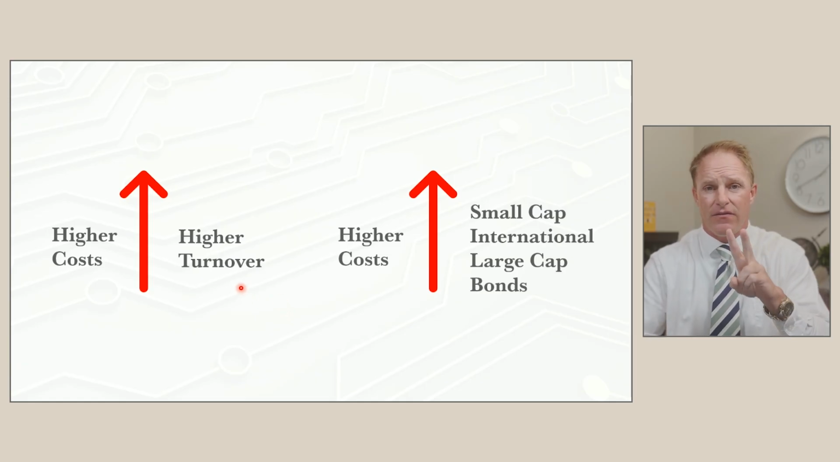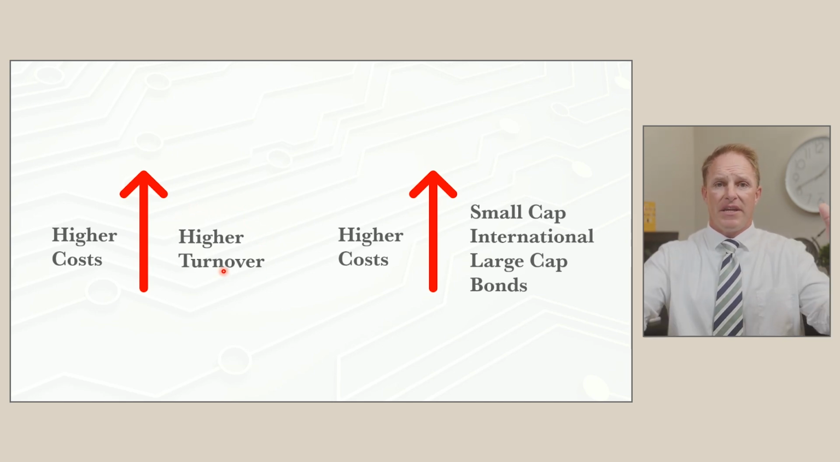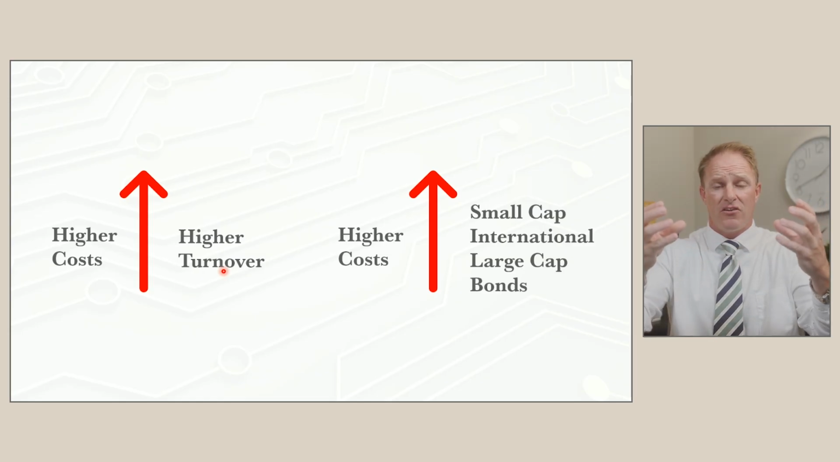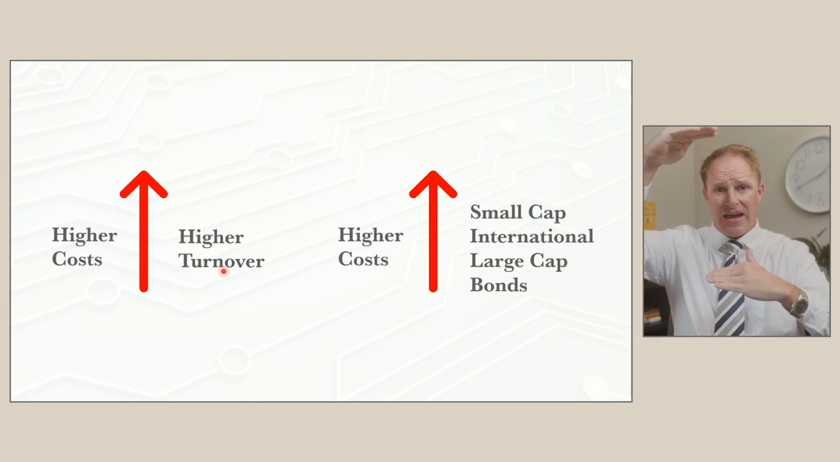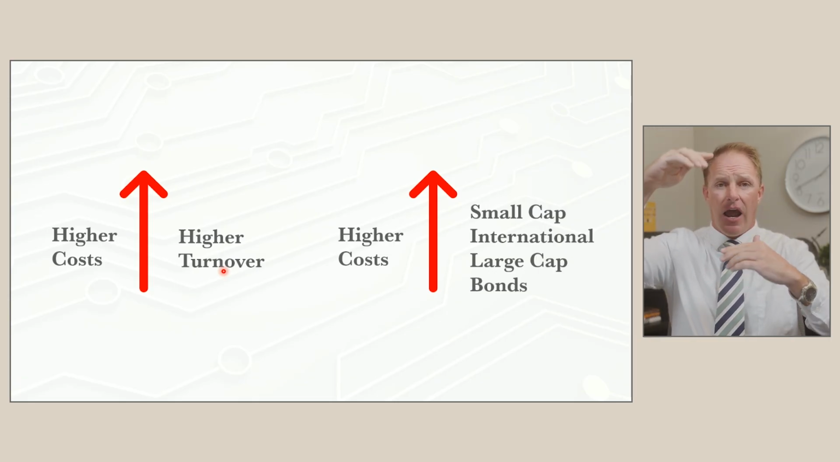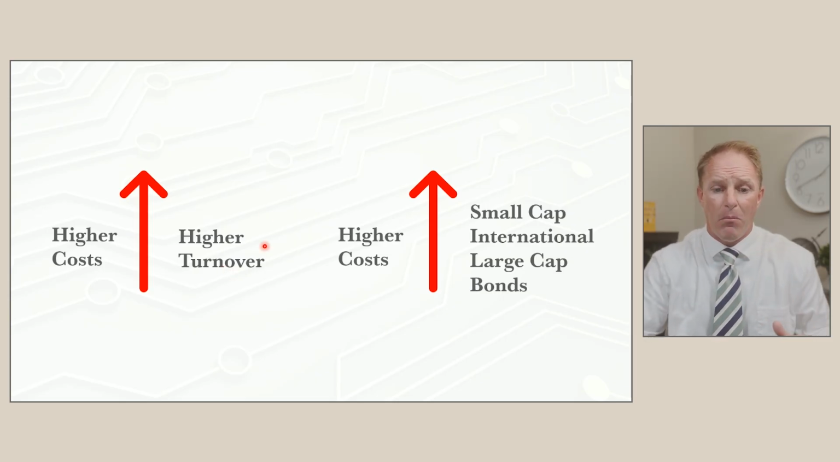A few things that are very important to know: number one, there's something called turnover with a mutual fund. Turnover is usually a percentage. So if a mutual fund has a 61% turnover, it means about 61% of the holdings or stocks within the mutual fund are being bought and sold on an annual basis. The more turnover a mutual fund has, the higher the costs generally are.